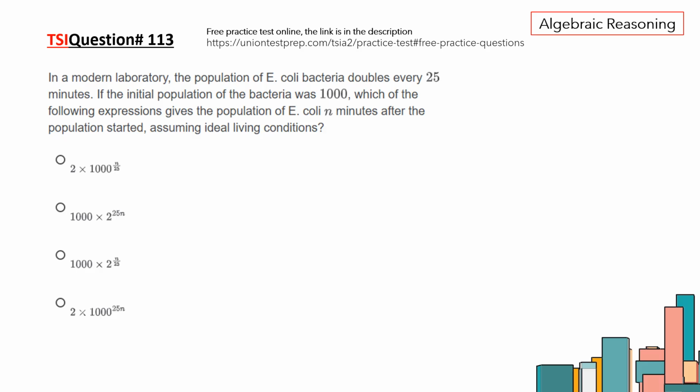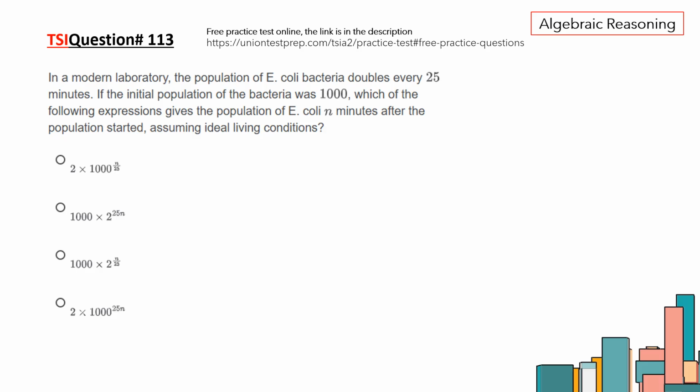In a modern laboratory, the population of E. coli bacteria doubles every 25 minutes. If the initial population of the bacteria was 1,000, which of the following expressions gives the population of E. coli n minutes after the population started, assuming ideal living conditions?